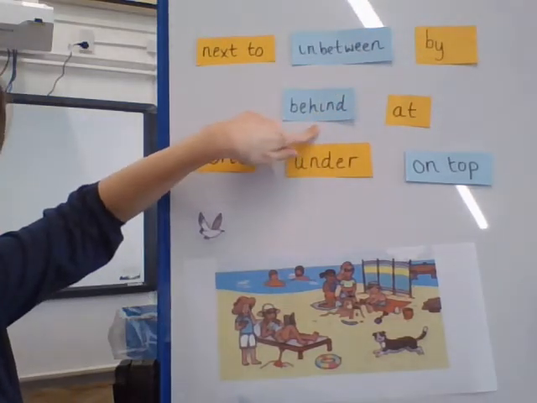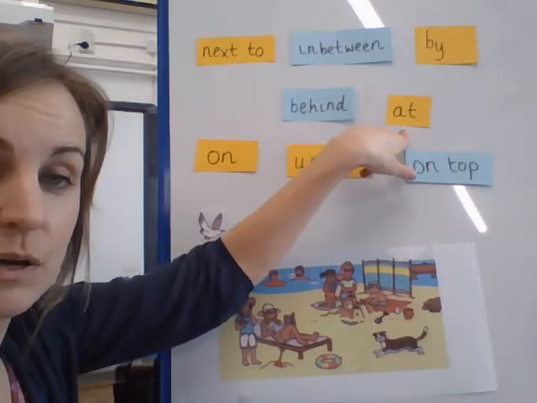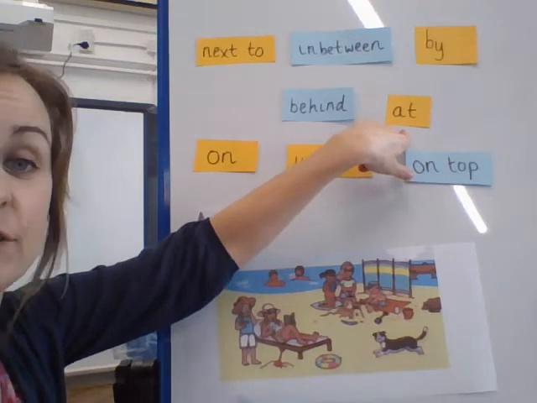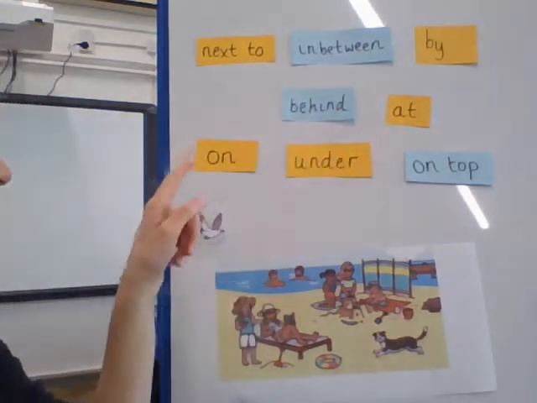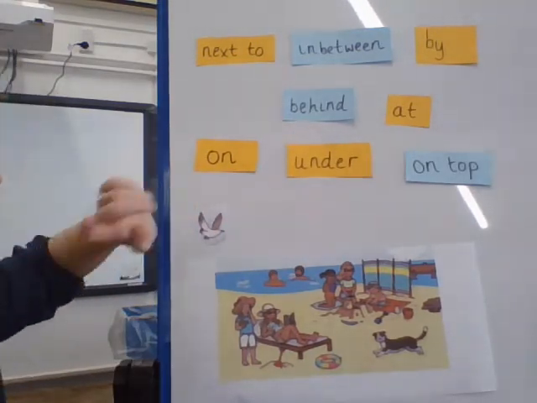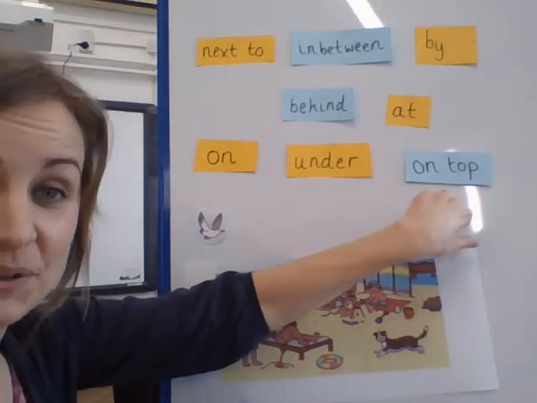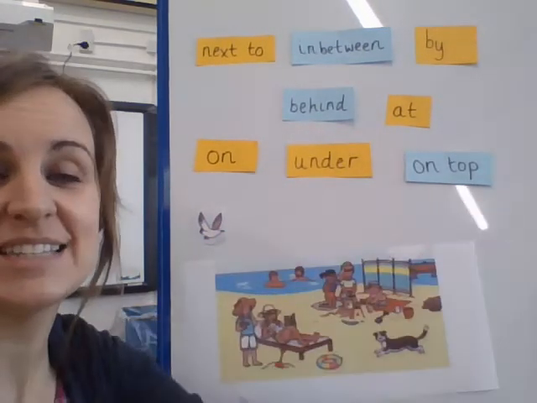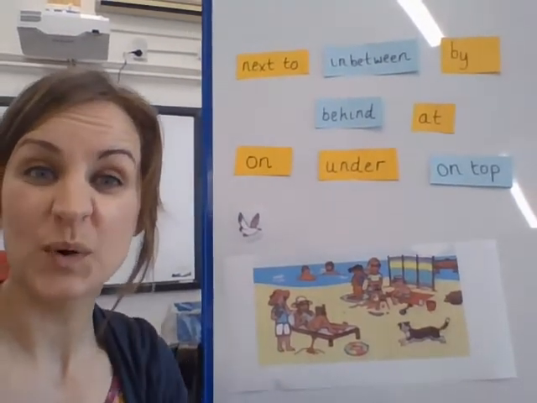We've got behind, we've got at. So for that, it could be, for example, I am at the front of the queue. So that could be where you are in the queue. We've got the word on, we've got under, and we've got on top. Did you get some of those? Fantastic. Now reception, I've got some new ones to show you.